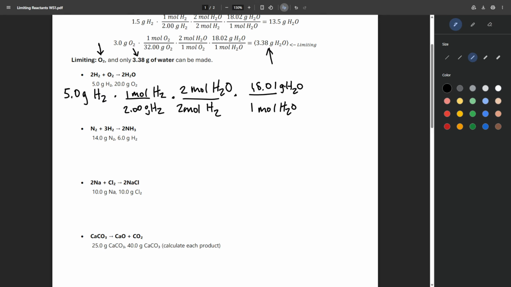Okay. So if we multiply all of that out, 5 times 1 over 2, that's 2.5, times 2 over 2, that's 2.5 again, times 18.01 over 1, that'll be roughly 45 grams of water.